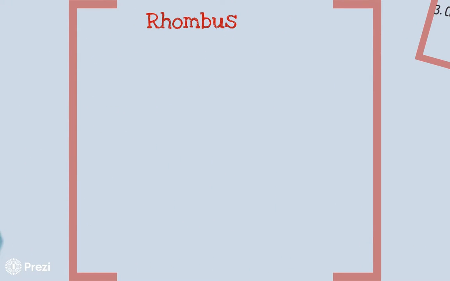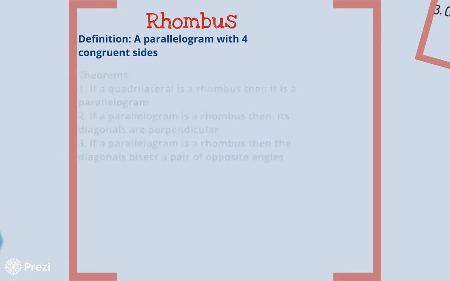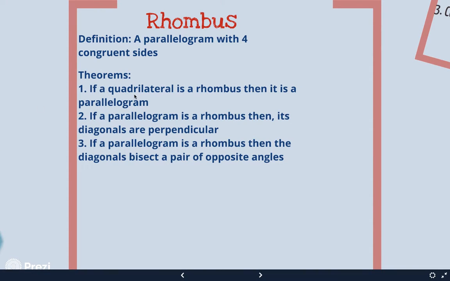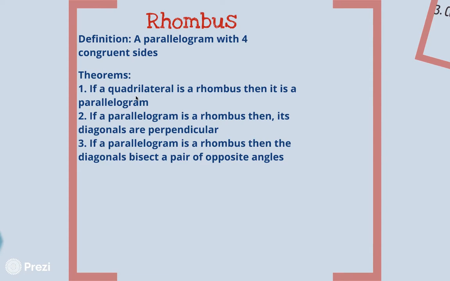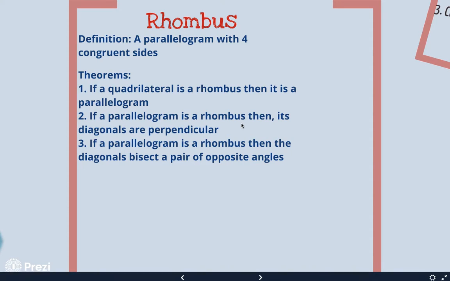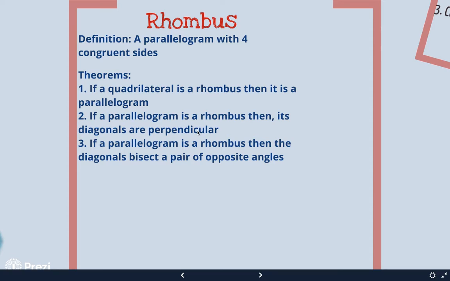All right, so now let's talk about a rhombus, which we already know is a parallelogram with four congruent sides. So let's talk about some theorems pertaining to a rhombus. If a quadrilateral is a rhombus, then it's a parallelogram, because we already know that it's one of the special cases. Okay, and opposite sides are parallel. If a parallelogram is a rhombus, then its diagonals are perpendicular.